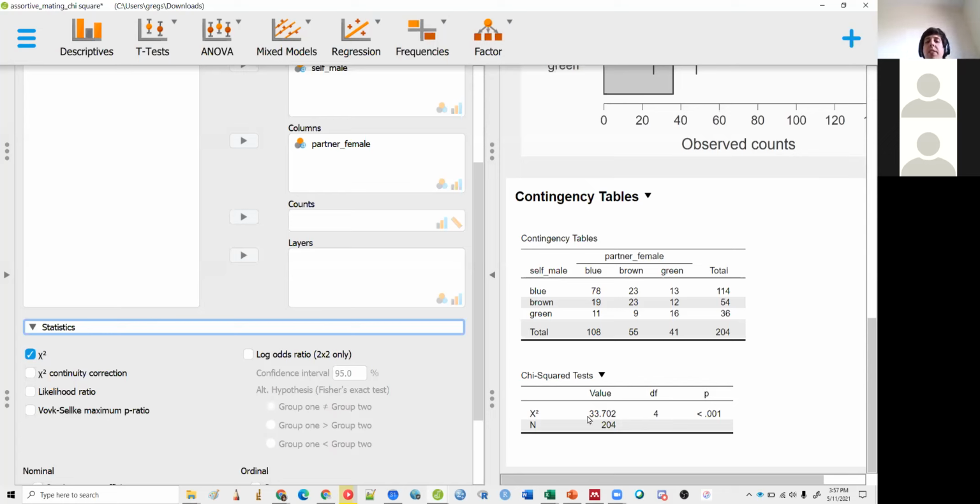And when you do this kind of study, where you're looking at the probability that certain pairs will sort together, when you get a significant value of chi-squared, what that is telling you is that there is at least one combination of eye color in heterosexual married couples that is different than what you would expect if it was totally random what eye color the male partner has versus what the female had.